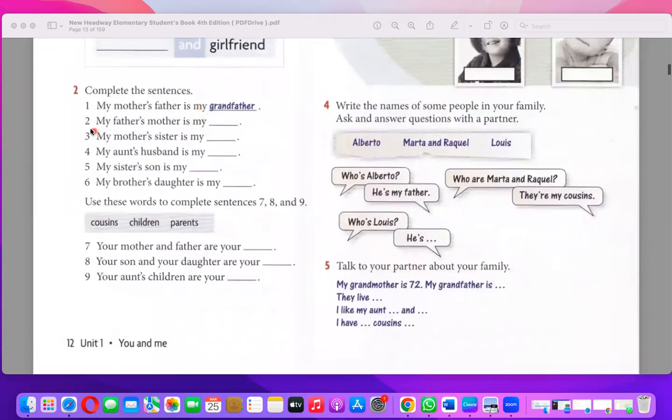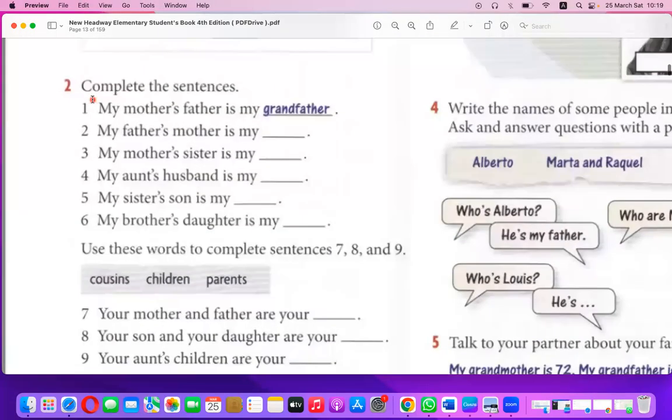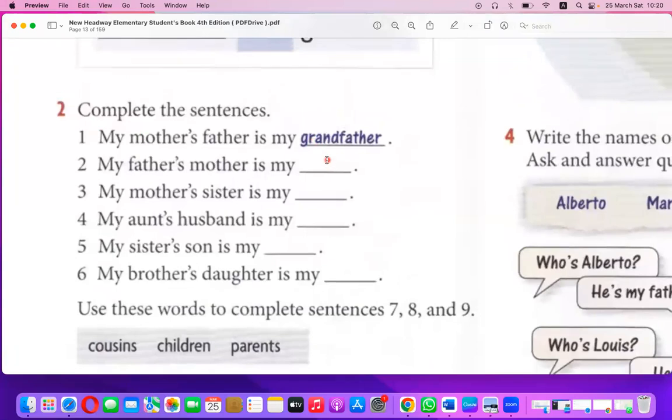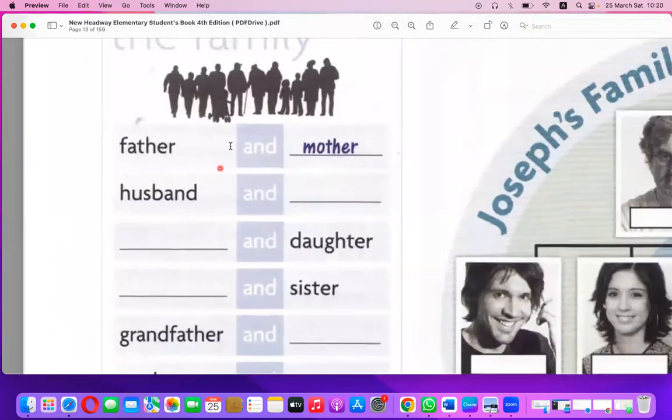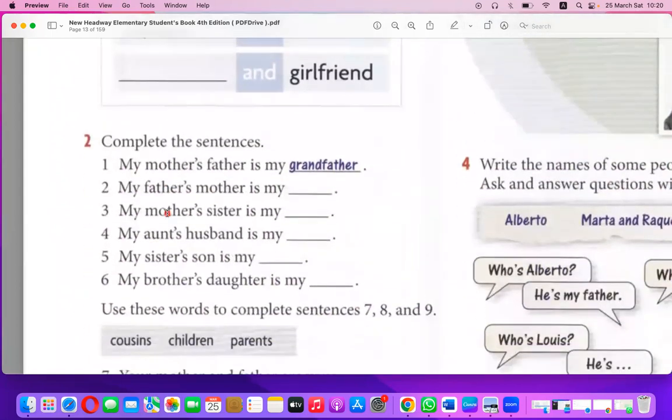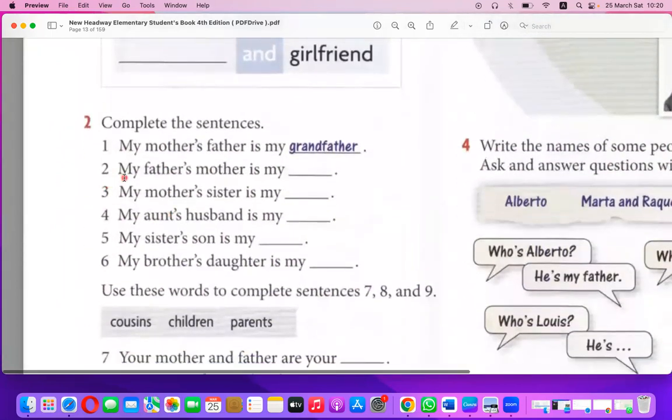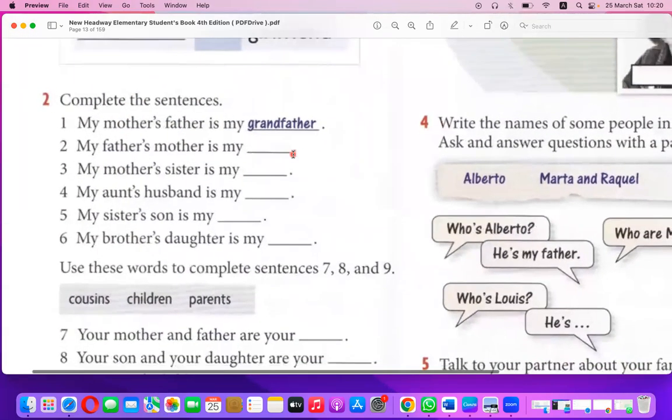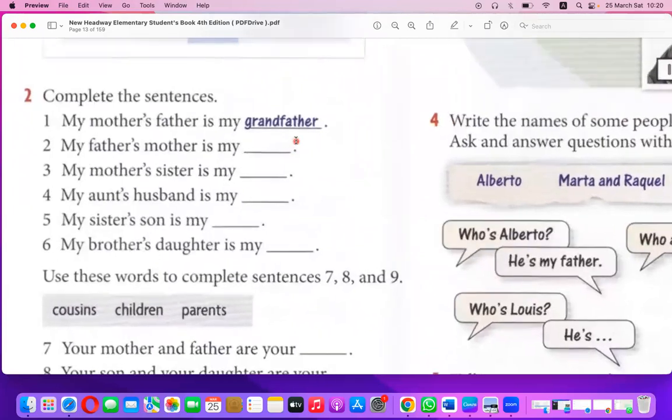So here for each one we will put the answer. The same thing from here, from these answers. Is it my father, my mother, my husband, my wife, my sister? From here. My mother's father is my grandfather. Okay, that means my mother's father is my grandfather. So take 1 minute. Try to write the answers for all of them.